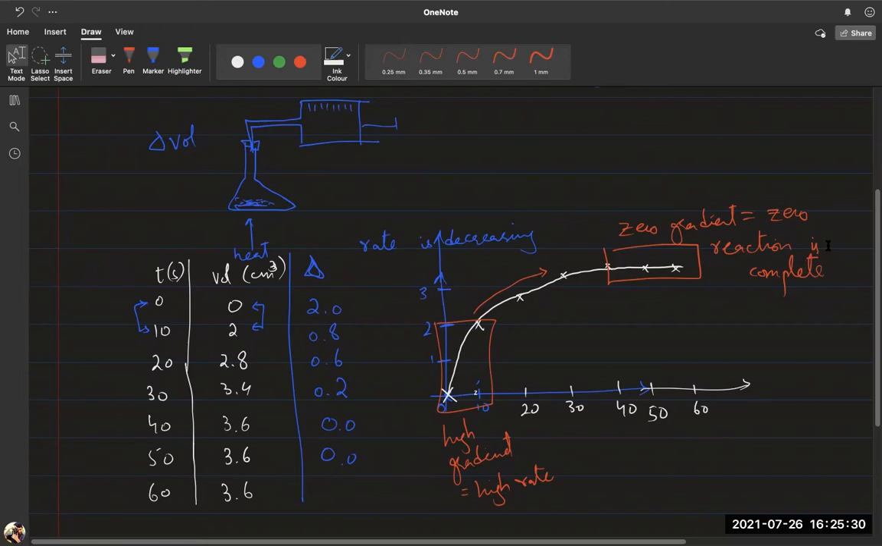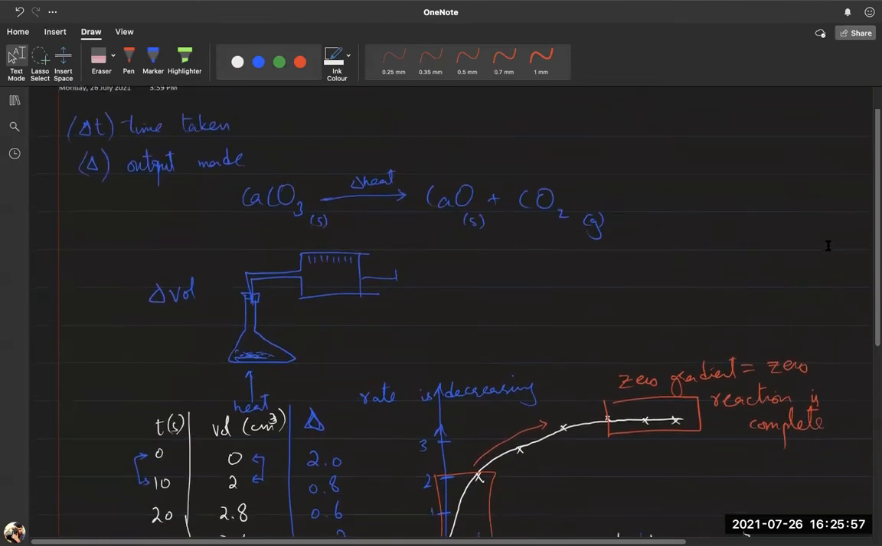So there are two ways, as you can see, of measuring the rate. Number one, you take the output, which was volume in this case, and you measure the gradient or the slope, the change. And then you're able to see that if the change is fast, then the reaction is fast. And if the change is slow, the reaction is slow. And if there is no change, which means the gradient is 0, then the reaction is complete and there is no change. Okay. So that is your rate of reaction.